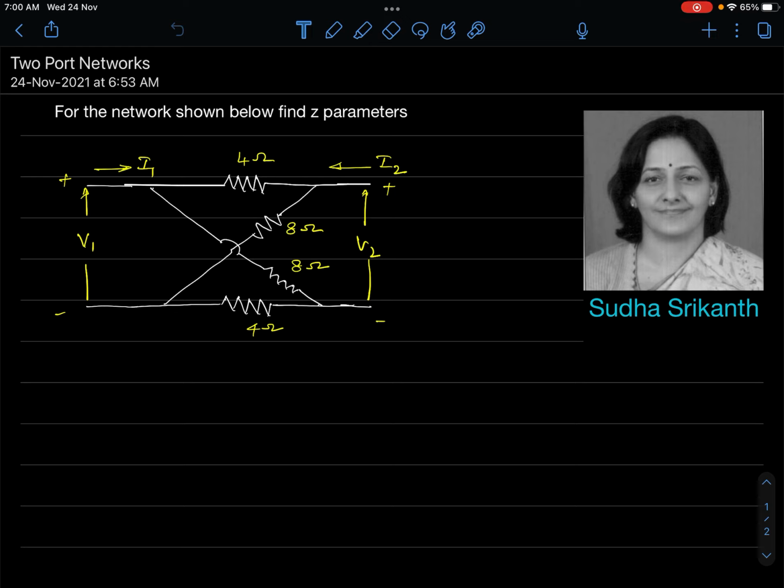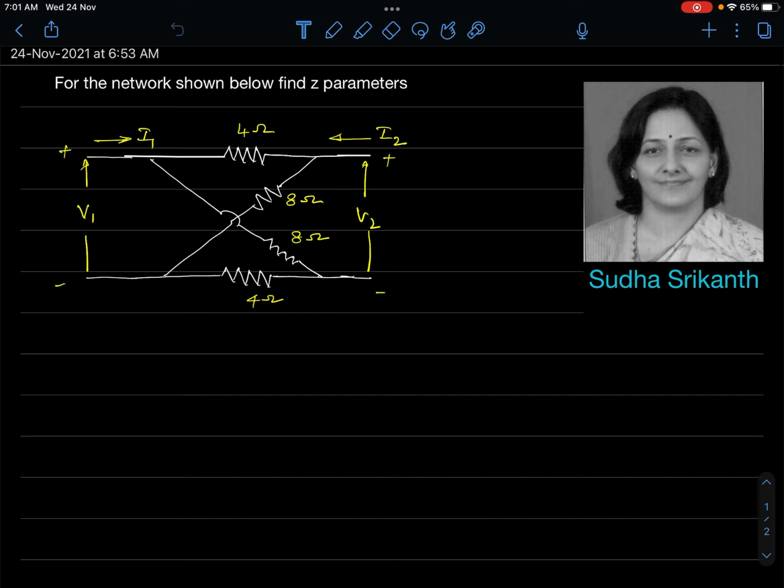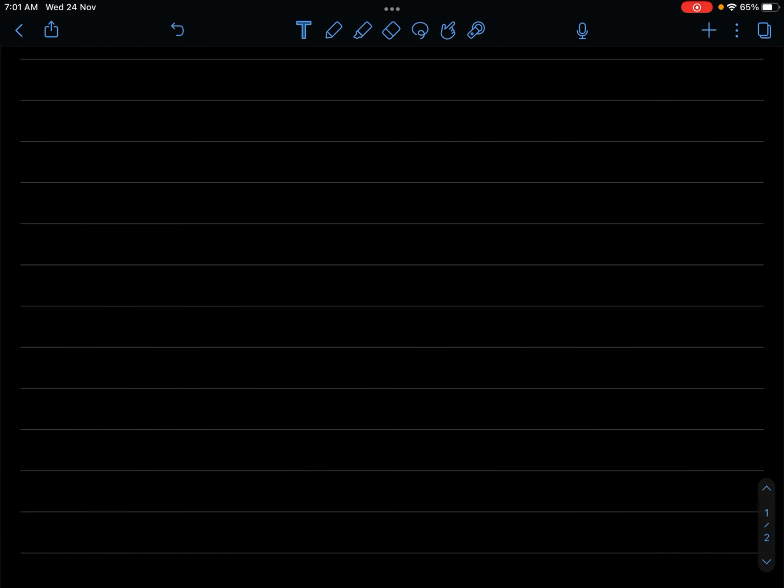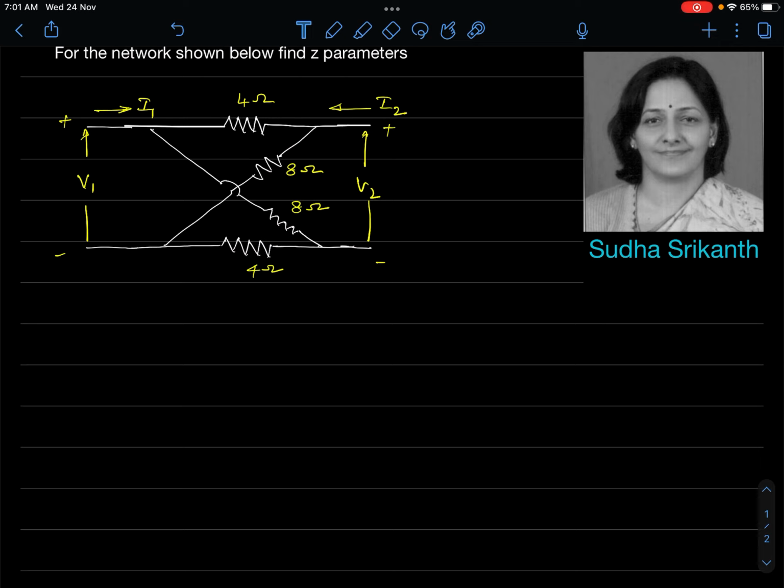For the network shown in the figure below, we are supposed to find what we call open circuit impedance parameters, Z parameters. Okay, so a quick recap of what we mean by Z parameters. A quick look: what do we mean by a port? A port is a pair of terminals that constitutes a port, right?